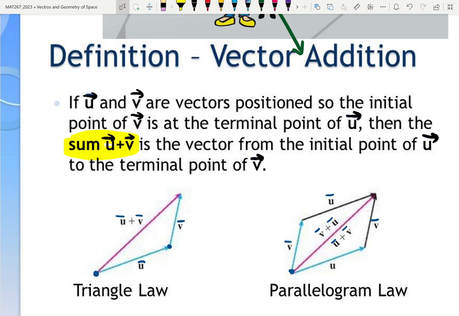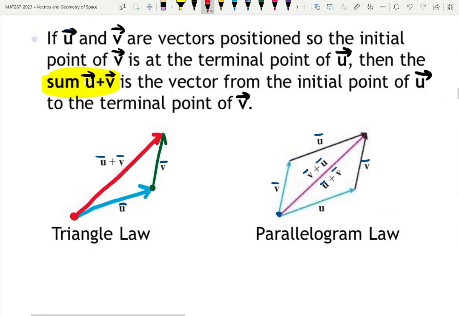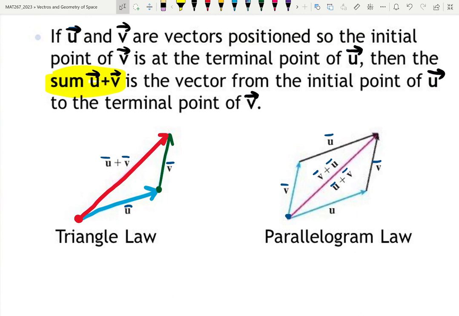So if U and V are vectors positioned so that the initial point of V is the terminal point of U, let's see how it looks. I have a vector U. It goes like that. And then there's a continuation vector V. So it starts at the end and goes somewhere else, doesn't matter where. What will be the sum? U plus V. Well, the sum will start at the beginning and end at the end. That's what this whole phrase says. It's just too complicated. But that's the idea. Starts at the beginning, ends at the end.